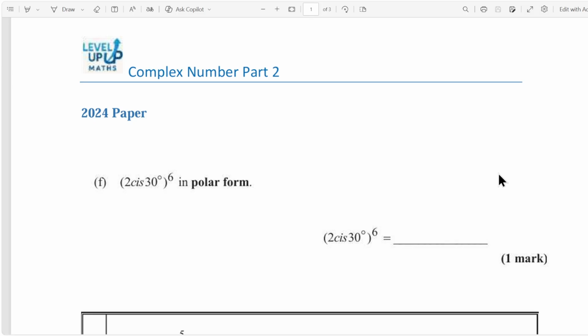So this is F, another complex number question. So this is 2 cis 30 degrees to the power of 6. The question is saying leave your answer in polar form. Let's try and answer that.